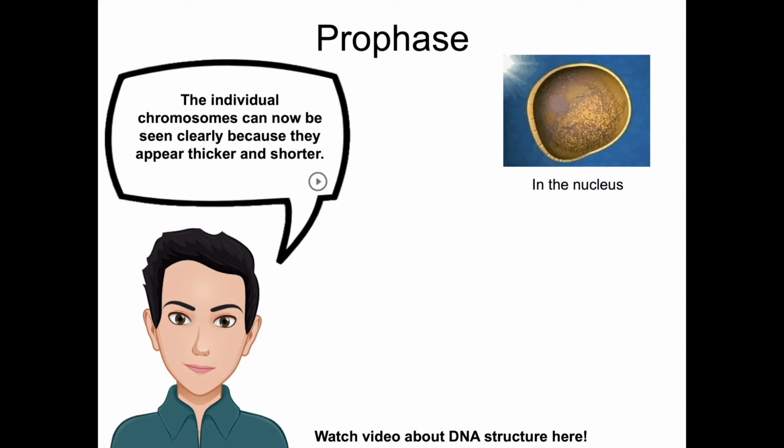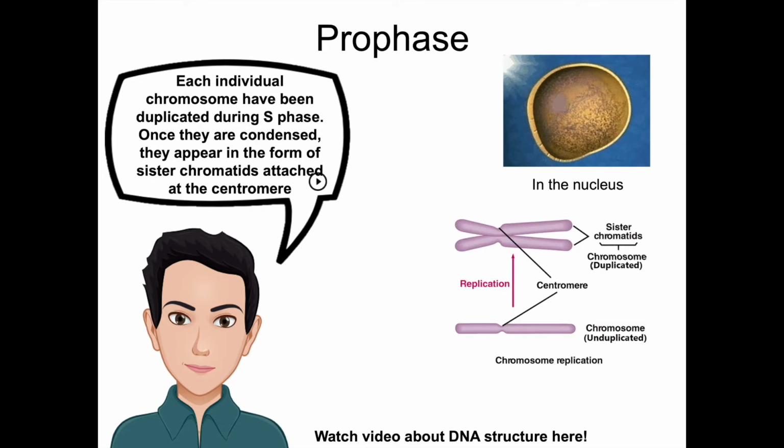Each of the individual chromosomes can now be seen clearly because they appear thicker and shorter. Each individual chromosome has been duplicated during the S phase. This is before replication, and this is after replication and being condensed. In this form, the chromosome is known as sister chromatids. This is because this chromatid is exactly the same copy as this chromatid. The sister chromatids are attached at this region called the centromere.